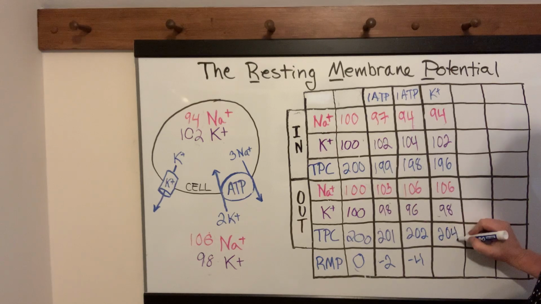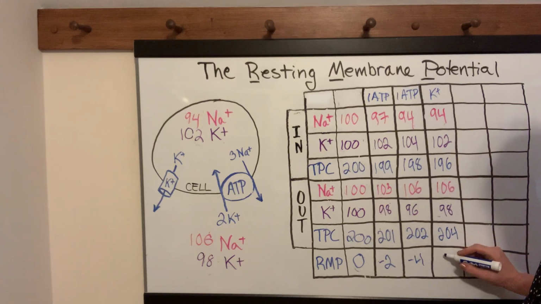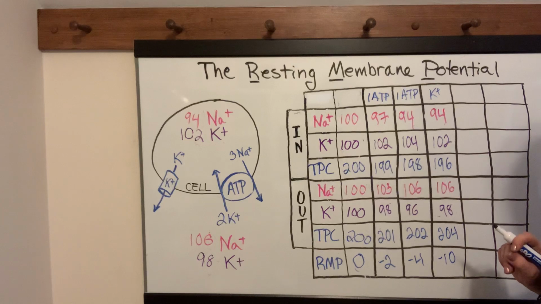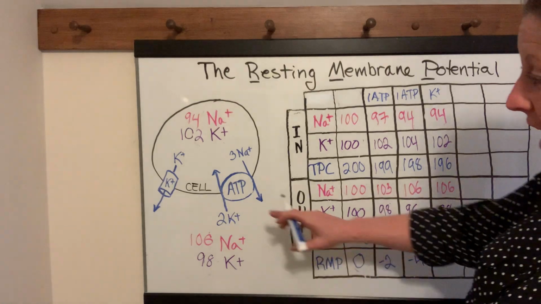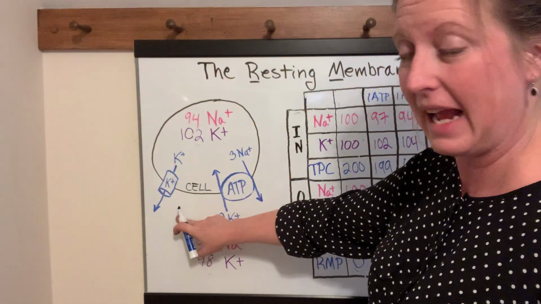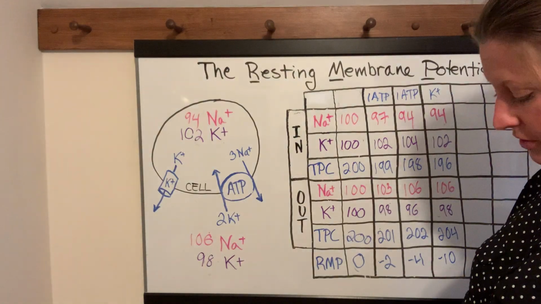204? Yeah. All right. Now, if we subtract 204 from 196, then the difference is -10. Okay? So there's a big jump just by letting 2 potassium ions sneak back out. We get a big jump in the resting membrane potential.